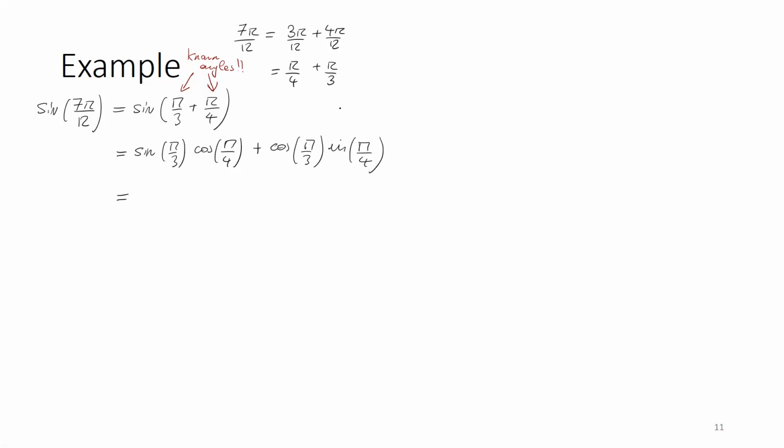Just straightforward applying the addition formula for sine. And now I can work out what each of these terms are. Sine pi over 3, that is square root of 3 over 2. Cosine pi over 4, that's square root of 2 over 2. And then cosine pi over 3, that's 1/2. And sine pi over 4, that's another square root of 2 divided by 2.